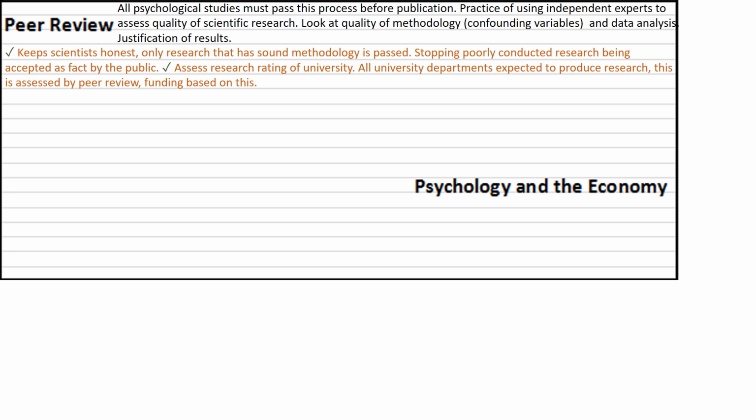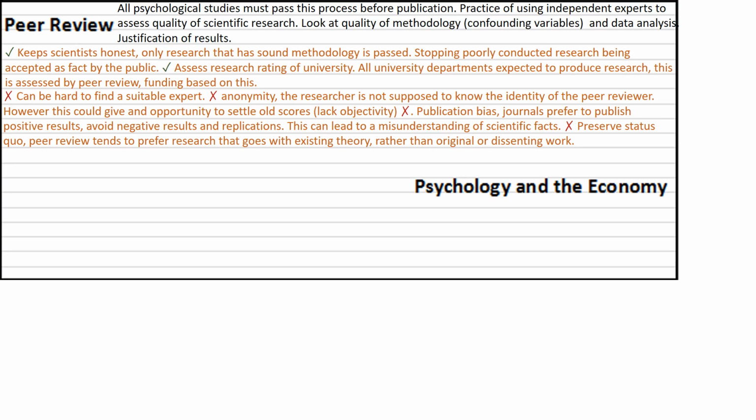There are some problems with this peer review process though. As scientific research becomes more and more specialist, so you wouldn't just be doing your research on general areas of psychology, you would end up really narrowing down your focus as you're trying to find things out that effectively haven't been researched before. It can be quite hard to find an expert who is suitable to look over the research and truly understand exactly what the researcher was trying to find.